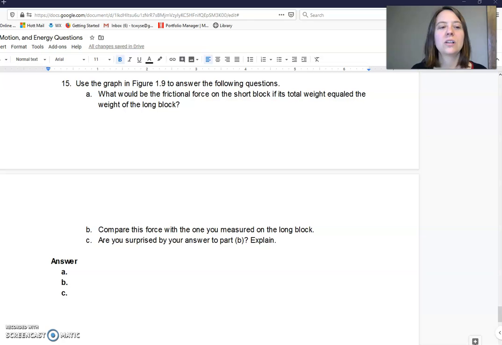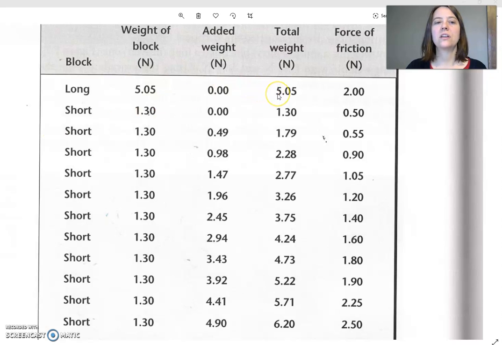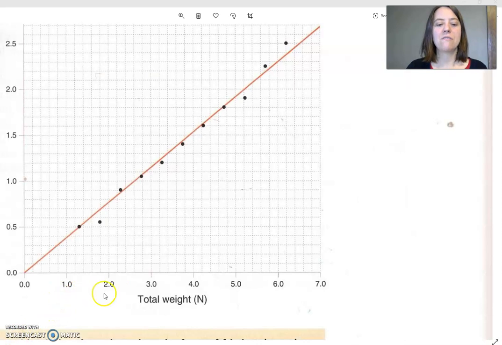Okay, that brings us to our last question. Use the graph in figure 1.9 to answer the following questions. What would be the frictional force on the short block if its total weight equaled the weight of the long block? Well, let's take a look at our table and our graph. If we look here, the total weight of the long block was 5.05 newtons. Then we go to our graph and we find 5.05 newtons.